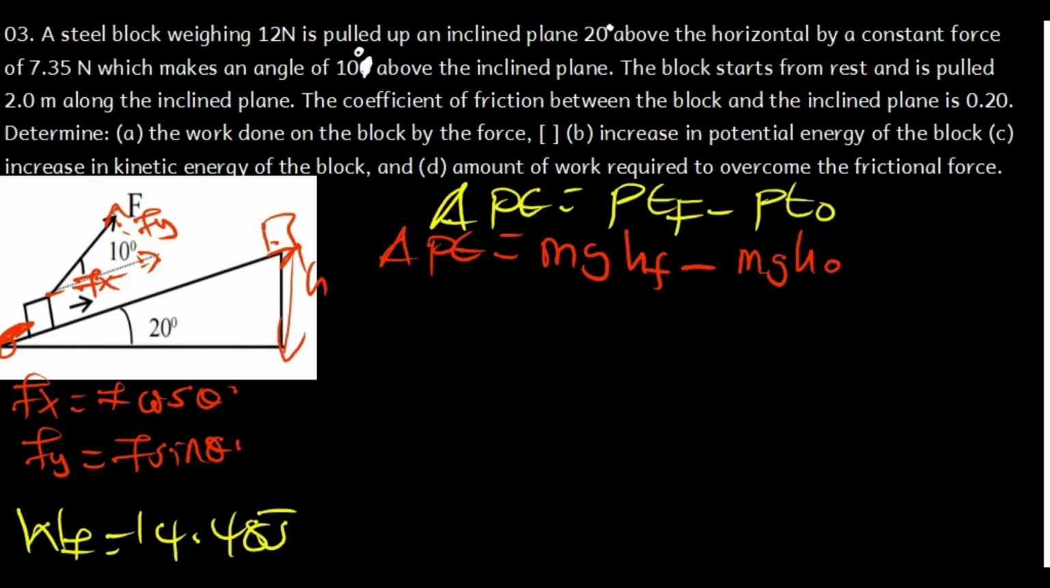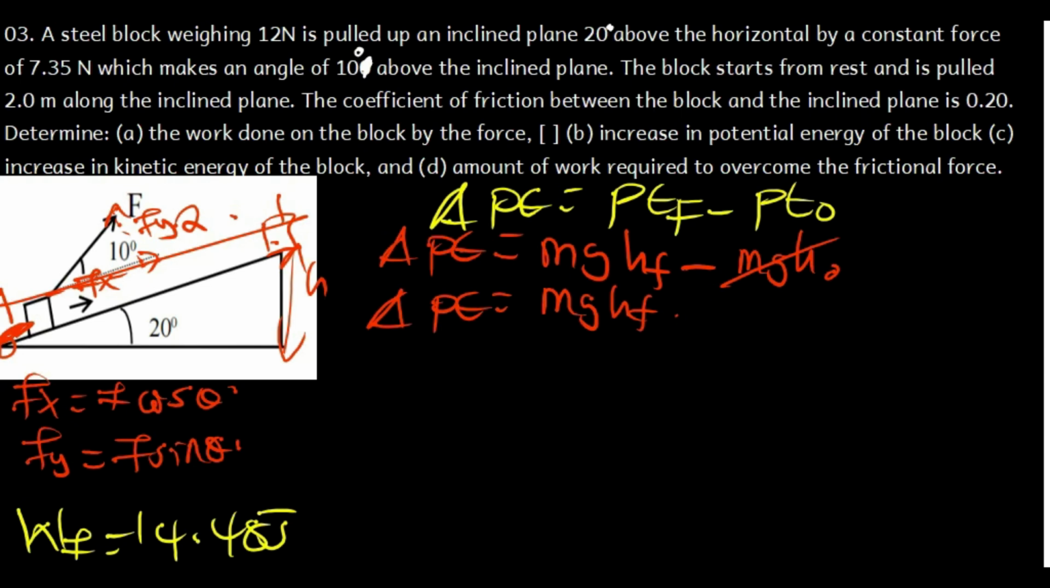Now the h initial at this level was 0, so we don't expect to have the h initial. So this is going to be cancelled. The change in potential energy is going to be just mgh final. Now this h, how can we find this h? Remember, we have been given the distance here. This distance here is 2. We also have the theta. So you can see that the h is going to be the opposite over hypotenuse.